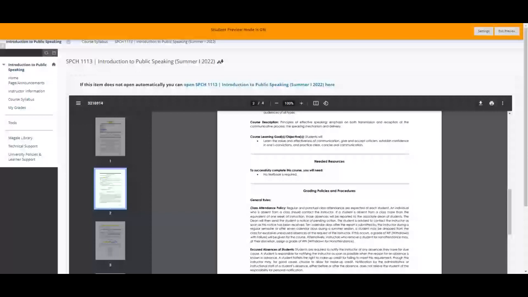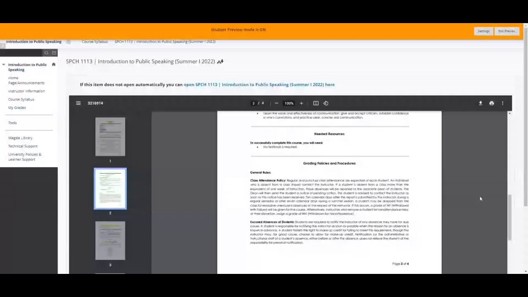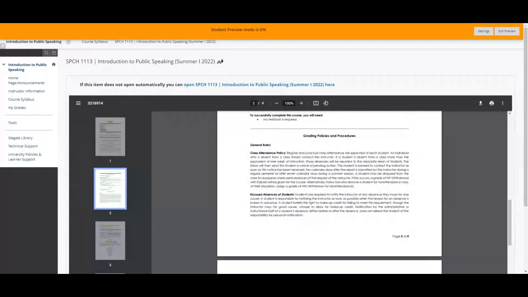Let me repeat that. Whenever we're looking at learning goals and objectives of courses, it's important to always consider action verbs with measurable outcomes. Learn the value and effectiveness of communication. Give and accept criticism. Establish confidence in one's convictions and practice clear, concise oral communication. This book is not required for a course. So everything that you do is going to be available from my YouTube channel, from videos that you watch, and from the own materials that you provide for graded projects.